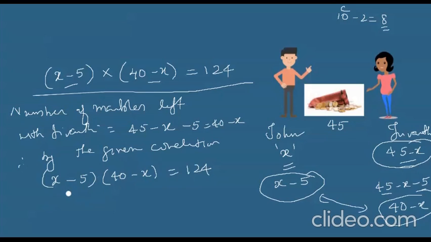This is applying the distributive law. So what you have to do? x into (40 minus x) minus 5 into (40 minus x) we have to do. So the first step is x into (40 minus x) minus 5 into (40 minus x) is equal to 124. So this is the form. Now we have to open the bracket and simplify it. Let us see.